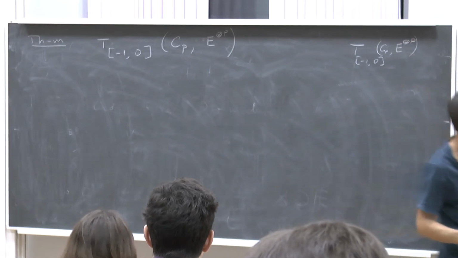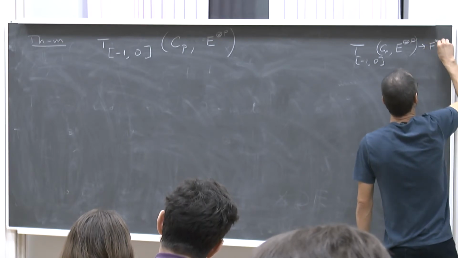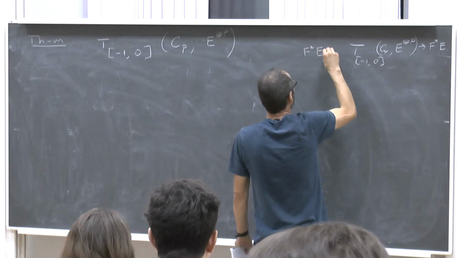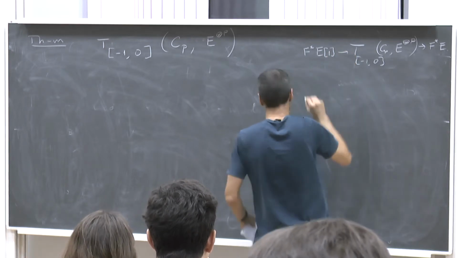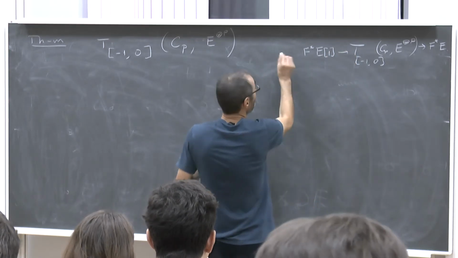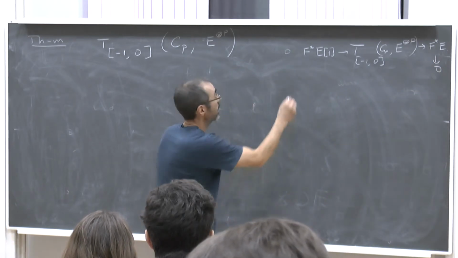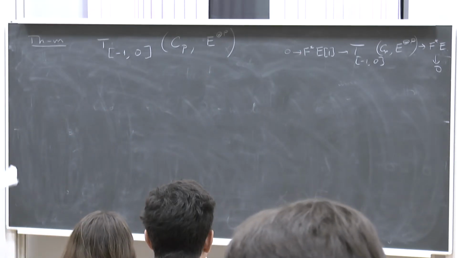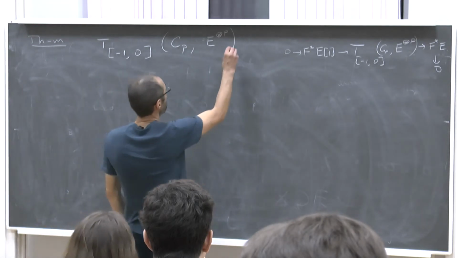As explained here, it's an extension of the Frobenius pullback by the Frobenius pullback. So, first of all, the claim is that for every vector bundle, there exists a canonical extension like this. And also it has a connection. So here is the answer.